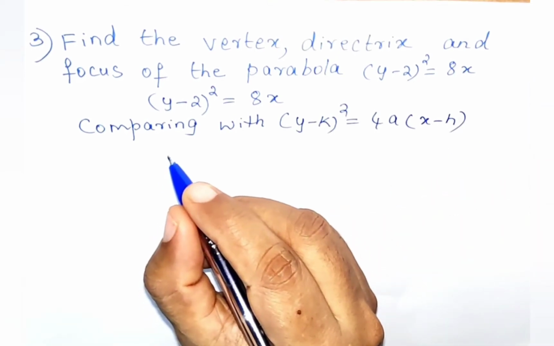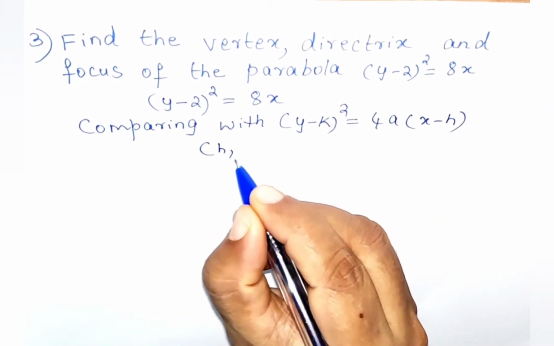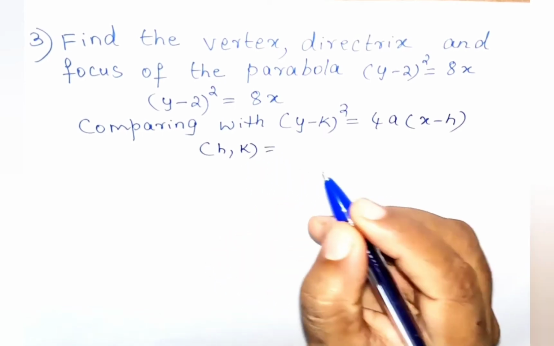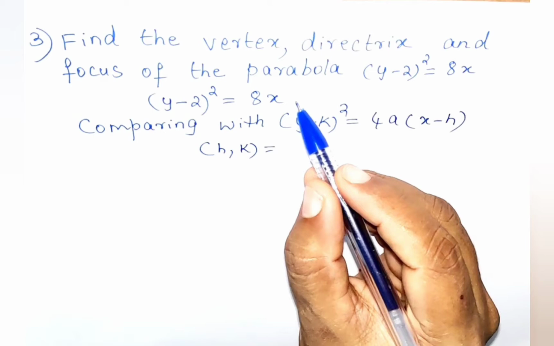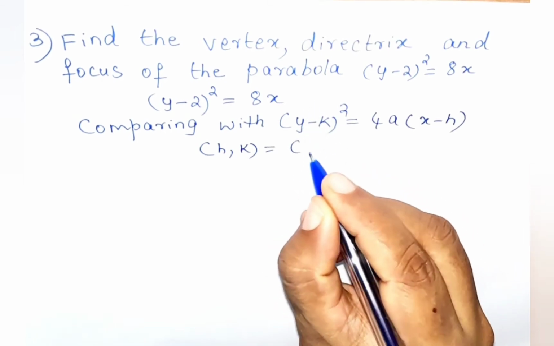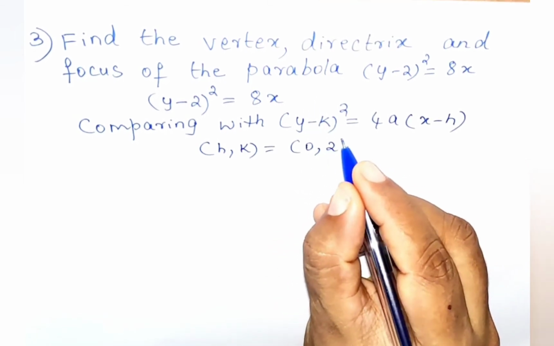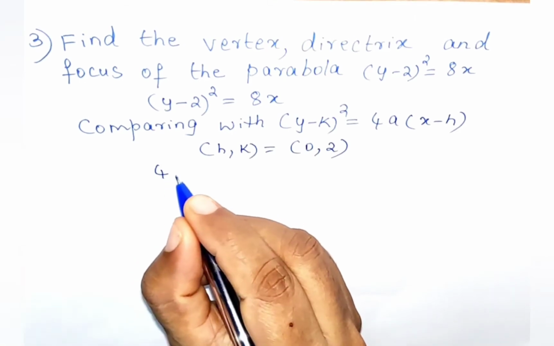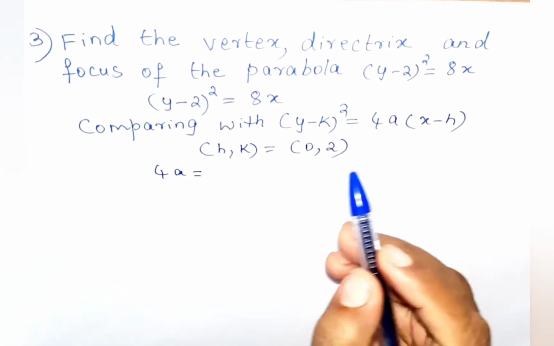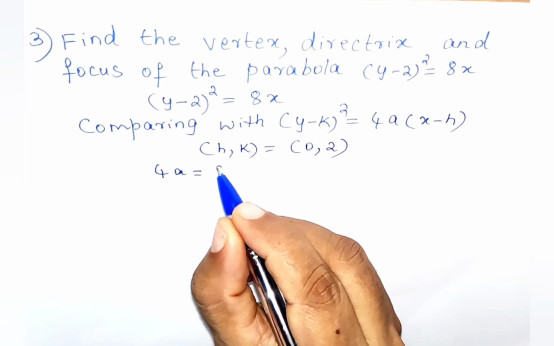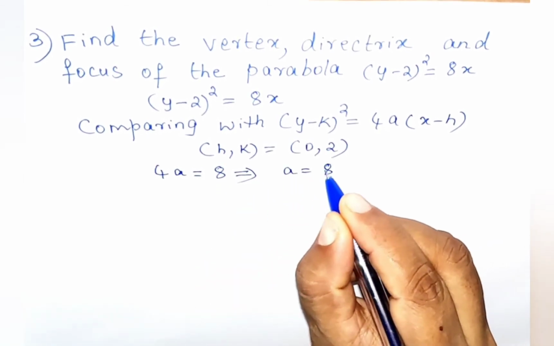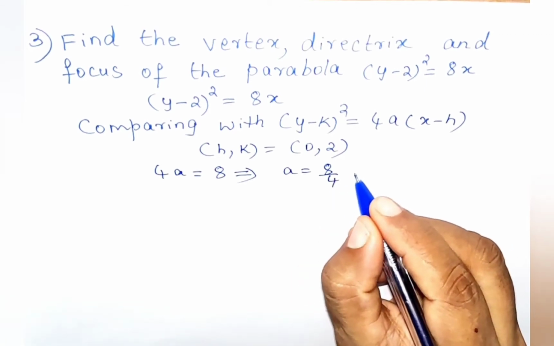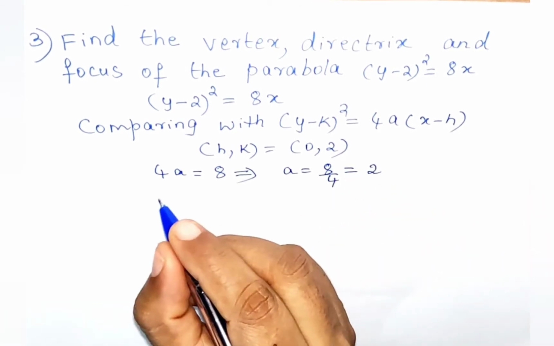So the left hand side of the given equation is y minus 2 whole square. That means our k is 2. And see the right hand side, it is 8x, that is 8 into x minus 0 you can write. So on comparing, we get h comma k is 0 comma 2. That is our h is 0 and k is 2. Now in place of 4a we have 8 in the given equation. So 4a will be equal to 8 and a will be equal to 8 by 4, that is equal to 2.